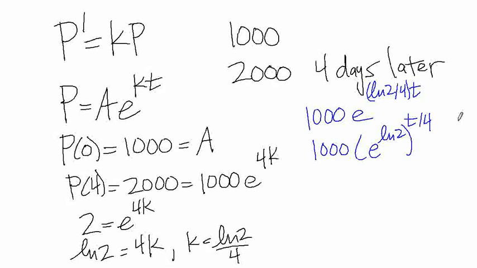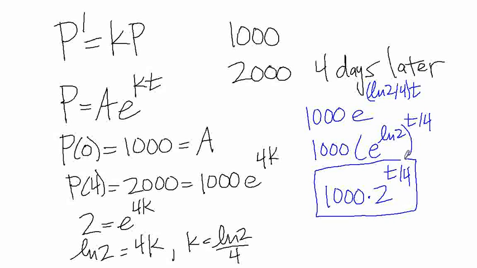Okay, e to the ln of 2 simplifies to just 2. So 1,000 times 2 to the t divided by 4. That's probably as nice as we could make it for the biologists. Go ahead and plug in 0, and you'll see that you get 1,000. Plug in 4, and you'll see that you get 2,000. And you can take the derivative and see that it satisfies the original differential equation.